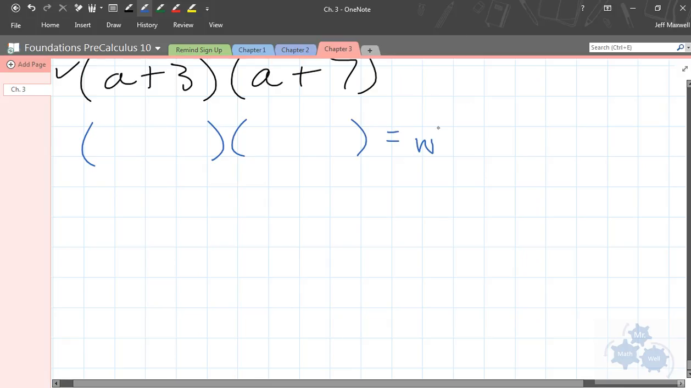Let's do a different variable. So w squared, let's say plus 2w. Well, no, let's say plus 12w. Okay, w squared plus 12w plus 13.